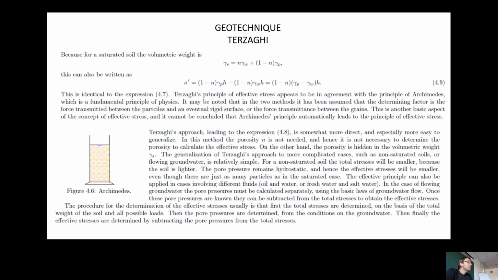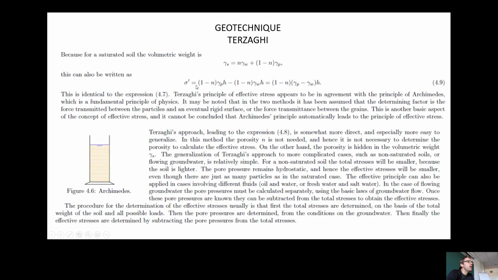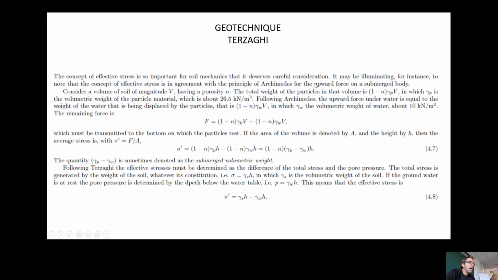But since we are in a saturated soil, we know from yesterday that we can define the volumetric weight in this manner by introducing n and 1 minus n, where n, of course, is the porosity. So at the end, putting this inside here, we can write sigma prime as 1 minus n multiplied by gamma p times h minus 1 minus n times gamma w times h, and at the end we obtain 1 minus n multiplied by gamma p minus gamma w times h. That is, of course, identical to the expression that we obtained in advance.